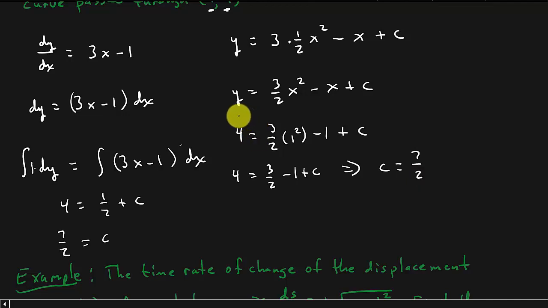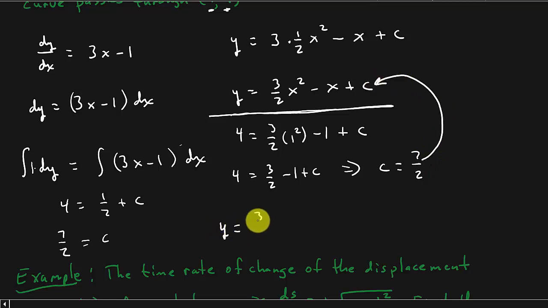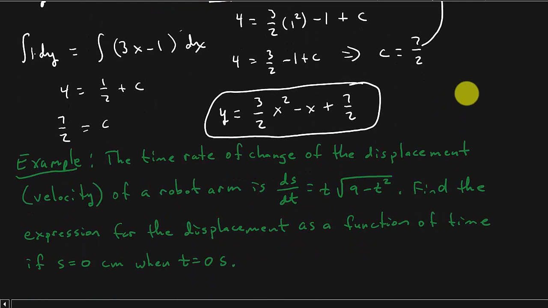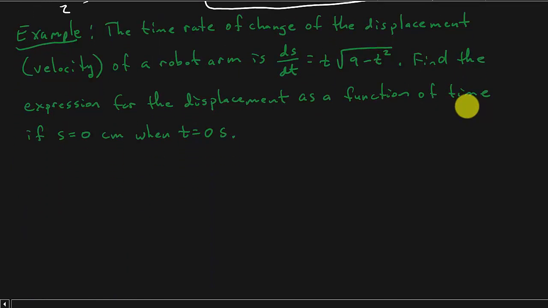And so remember, this is what I got after I integrated. So I'm going to take the 7/2 and plug it in for c. So I get y equals 3/2 x squared minus x plus 7/2. And there's my answer. So that's why you put the constant, because sometimes they may give you enough information to figure out what c is. And in this case they did. It was 7/2.